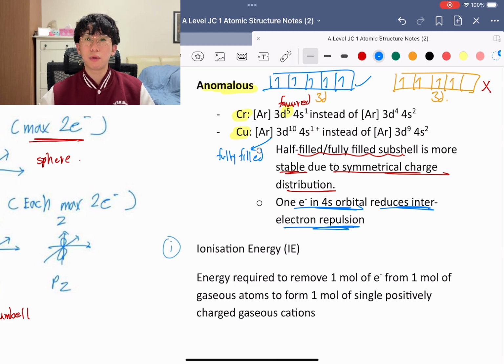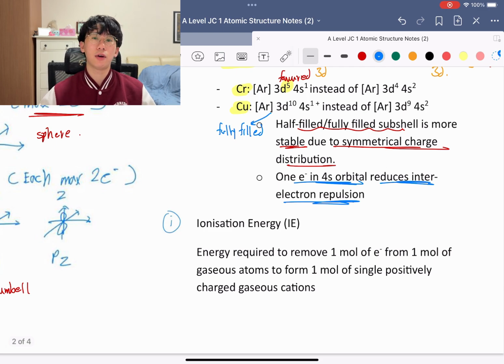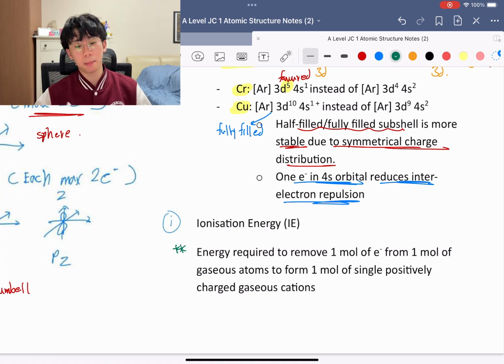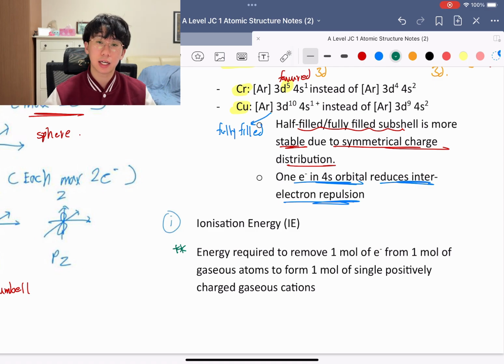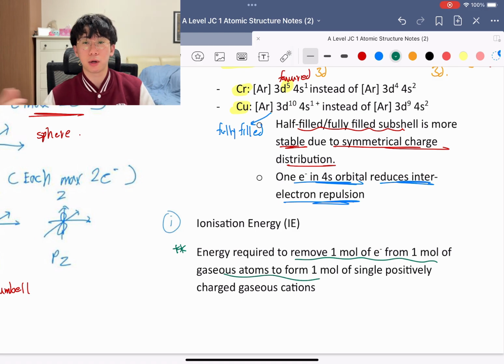Alright, and now we move on to another term, that is ionization energy. Ionization energy is defined as the energy required to remove 1 mole of electrons from 1 mole of gaseous atoms to form 1 mole of singly positive charged gaseous ions. Please memorize these definitions, it's very important. Exams love to test this.